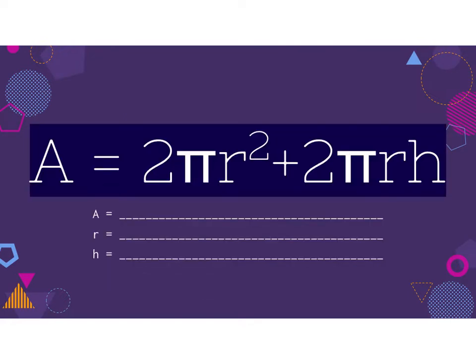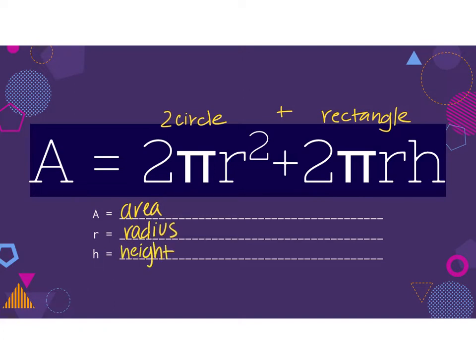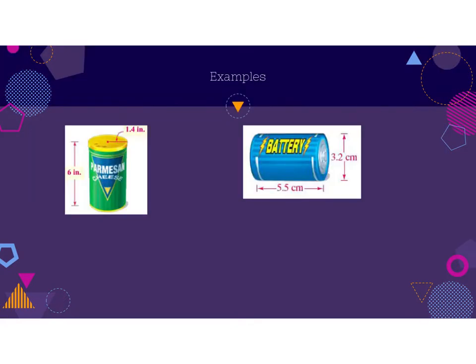Okay, so here is the actual formula. We have our two circles, the area of those, plus the actual rectangle. So that's where these come from. A stands for area, R stands for radius, H stands for height. So 2 pi r squared plus 2 pi rh. Let's now do a couple of examples.